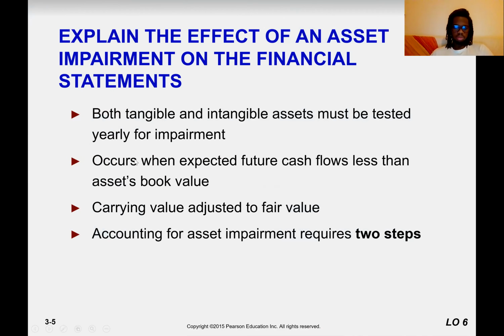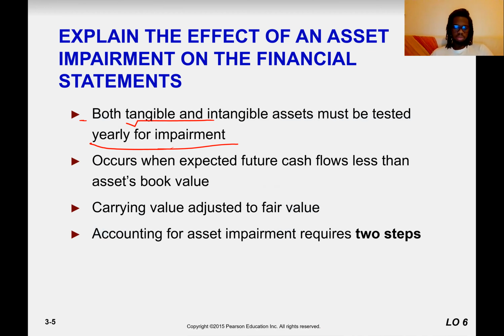So both tangible and intangible assets must be tested yearly for impairment. Like the coal mine, natural resources, they are tangible assets. Intangible assets, what are those? Like copyrights, goodwill, patents, trademarks, right? So these are your intangible assets.